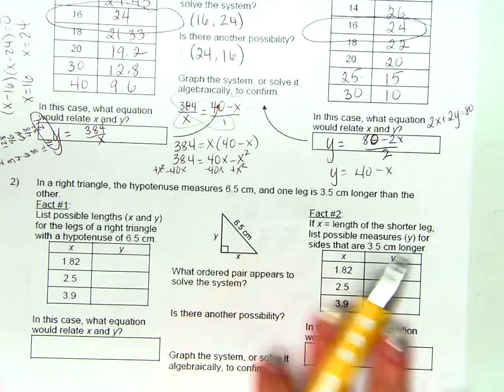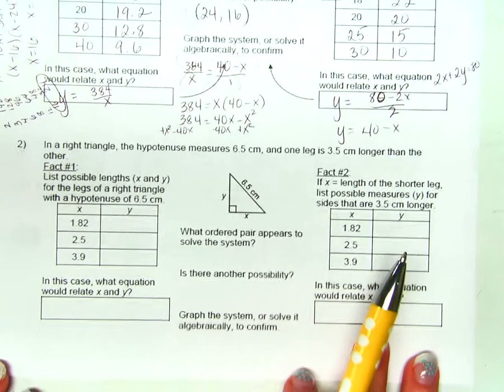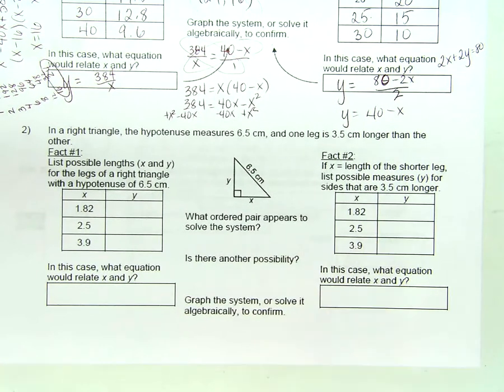Okay, look at number 2. Are we good on that one, by the way? Any questions about it? Okay, number 2. In a right triangle, the hypotenuse measures 6.5 centimeters and one leg is 3.5 centimeters longer than the other. List possible lengths x and y for the legs of a right triangle with a hypotenuse of 6.5 centimeters.